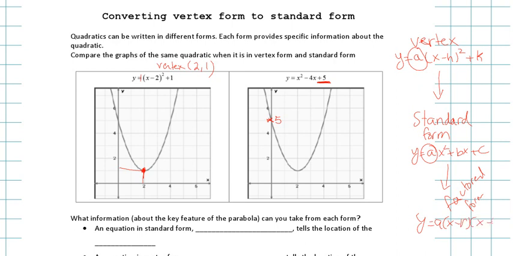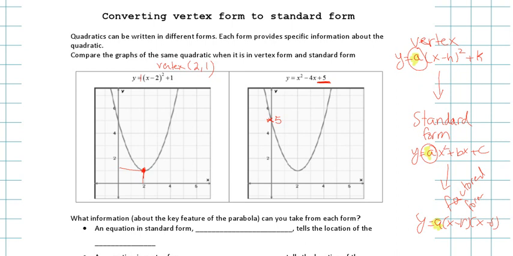They're going to match. Okay. Let me do this. So this A and this A, they're going to be the same in all three different forms. Looking at the A here, it's a 1, so I know it's going to open up. Step pattern is only for vertex.